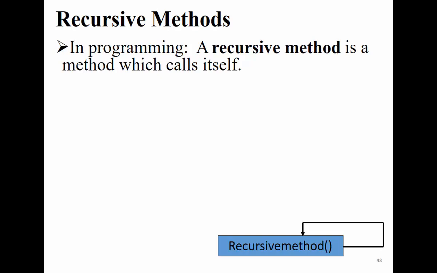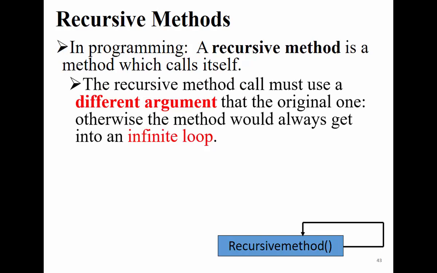So a recursive method is a method that calls itself. Always we have different input arguments. If you do the recursive call with the same input arguments, that means you're going to end up with an infinite loop. A recursive call itself with new arguments. The arguments should take you to the base case, making progress toward the base case.